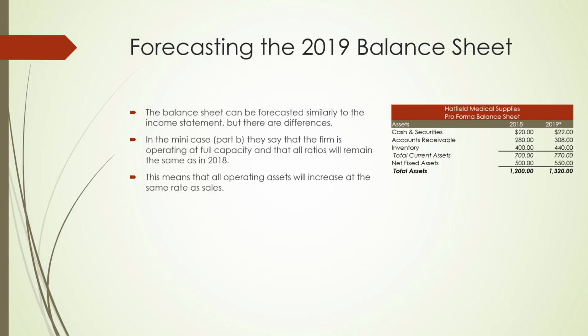Instead, when they buy fixed assets, they will usually buy more than they're going to need for the next several years. That way, they're not constantly acquiring new fixed assets. So it's more efficient usually to buy them all at once for the next several years and then grow into it over time. Nonetheless, as I mentioned, everything on the asset side is going to go up at the same rate as sales. So you notice that cash goes up by 10%.